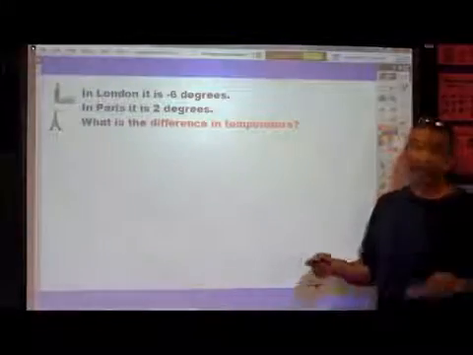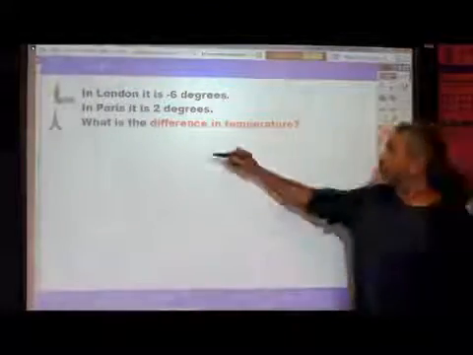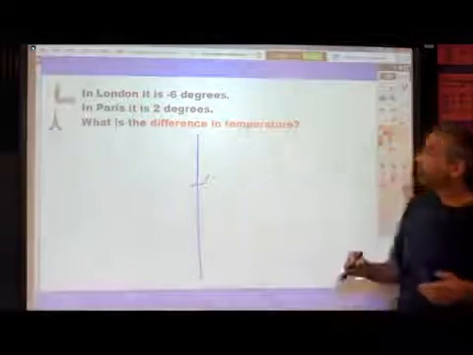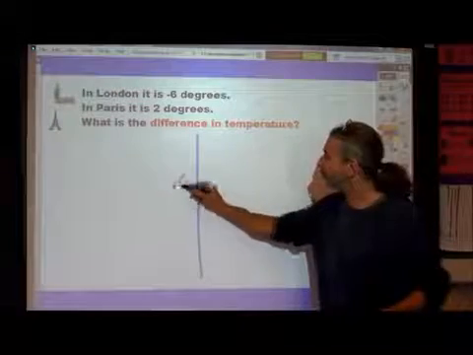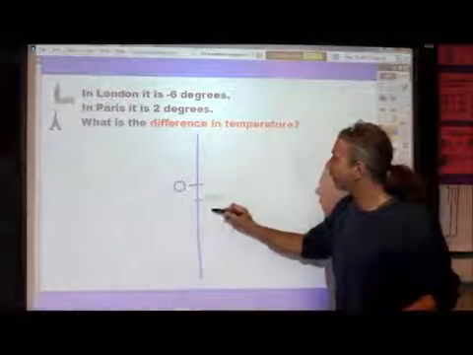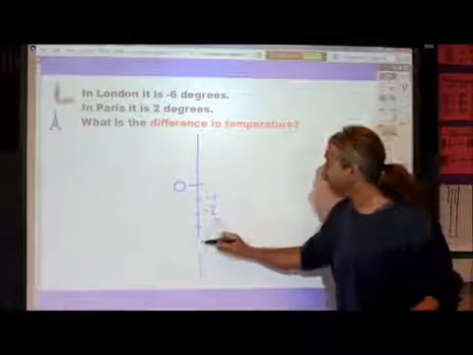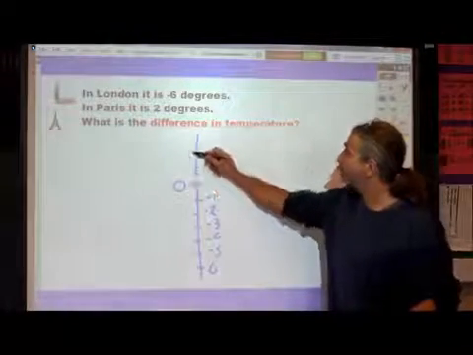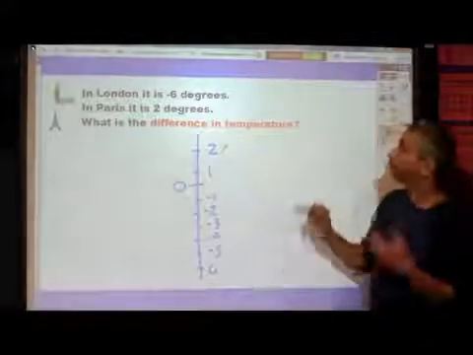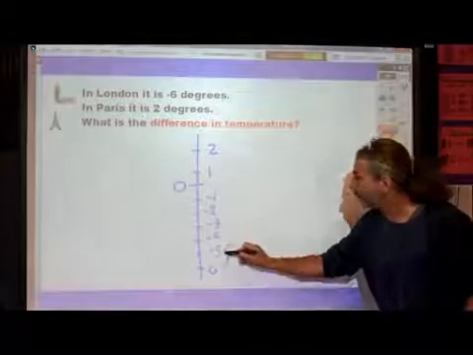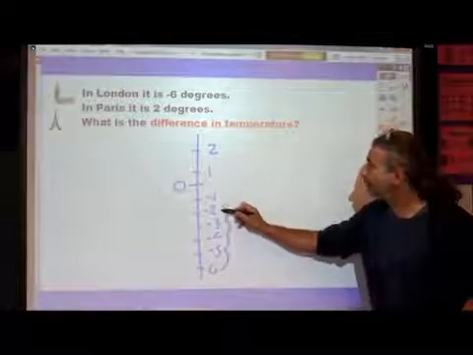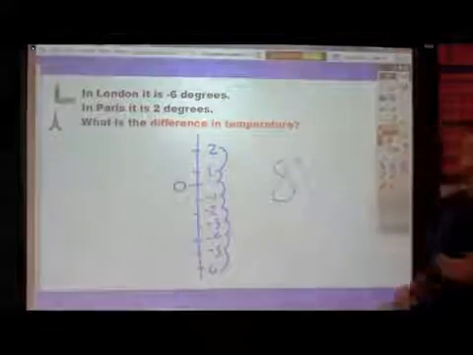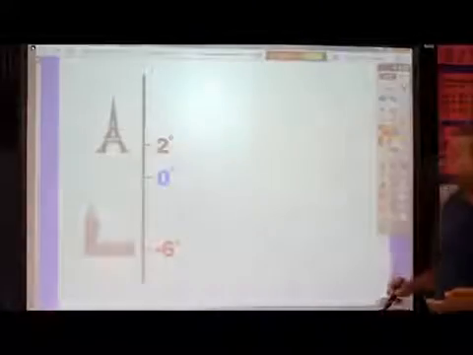When you get these kind of problems, again, the surefire way is to draw them out. So, in London, it's minus 6 degrees. In Paris, it's 2 degrees. What's the difference? Let's start with 0, minus 1, minus 2, minus 3, minus 4, minus 5, minus 6, and above it 1 and 2. Right, let's find out what the difference is by counting 1, 2, 3, 4, 5, 6, 7, 8. There is 8 degrees difference between the two.